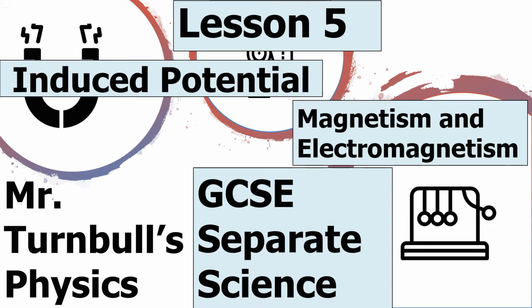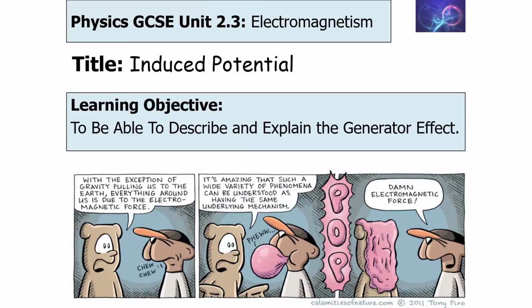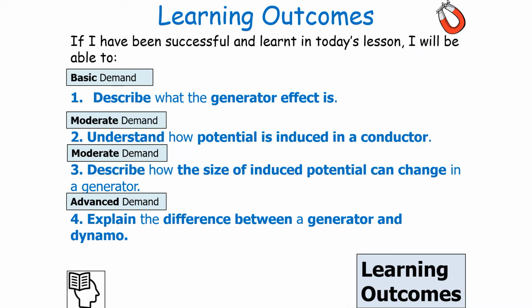Hello and welcome to today's lesson on induced potential, which is part of the magnetism and electromagnetism topic in GCSE Separate Science physics. So in today's lesson we're going to look at being able to describe and explain the generator effect. If we're successful in today's lesson, we should be able to describe what the generator effect is, understand how potential is induced in a conductor, describe how the size of the induced potential can change in a generator, and then finally explain the difference between a generator and a dynamo.